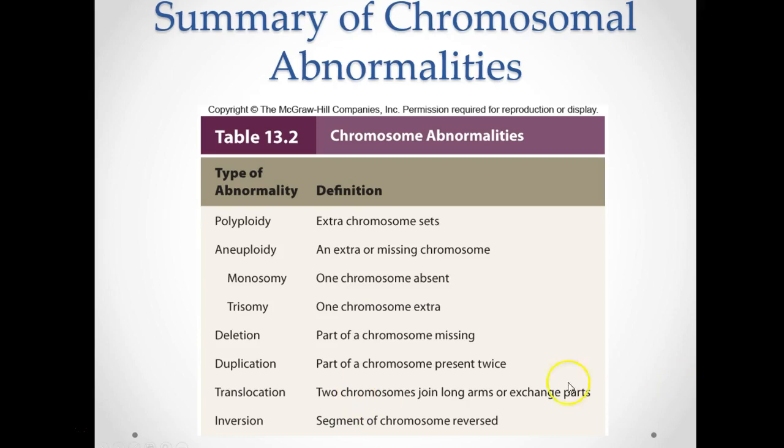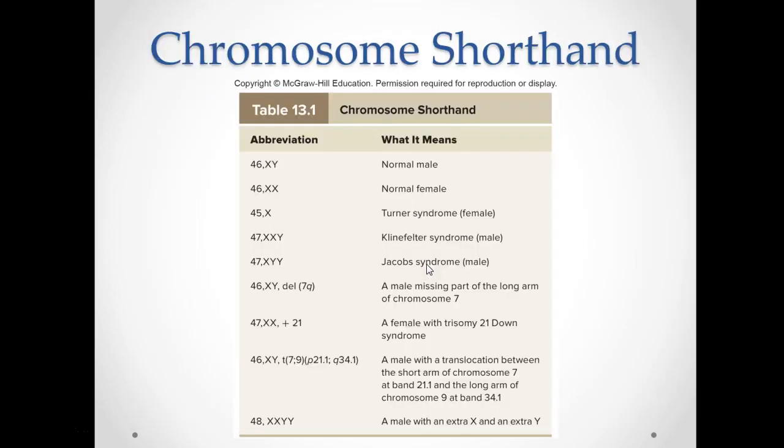So here's kind of a nice summary of all of the different types of chromosome abnormalities we just discussed, including polyploidies and aneuploidies, and the deletions, duplications, translocations, and inversions. This is a really nice summary of all of these conditions that we just talked about. And then I do just kind of want to briefly mention a little bit of what's called chromosome shorthand. When we are discussing individuals and we're talking about them via their chromosomes, we use a little bit of an abbreviation to sort of discuss an individual.